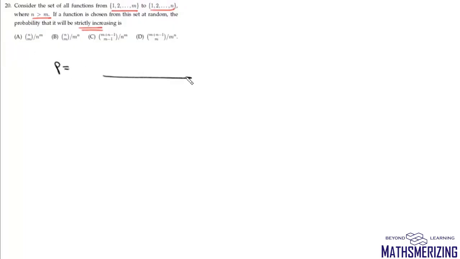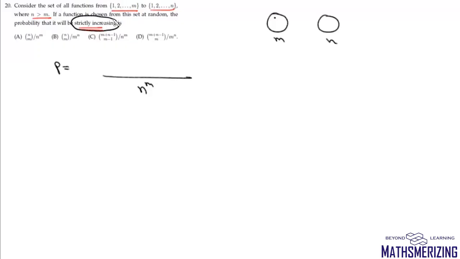So first we'll find the total number of functions that can be defined from this set containing m elements to the other set containing n elements. Now for each element we have n choices. So it will be n into n into n, m times. So the total number of functions will be simply n to the power m. Now in the numerator we need to find the total number of strictly increasing functions.